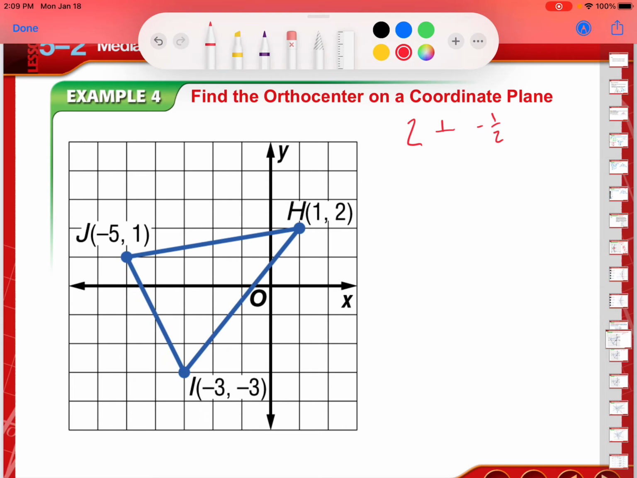So let's start with JH. My slope is a rise of 1 and a run of 6, which means my perpendicular slope to that would be -6 over 1. So I'm going down 6. I'm going to start at point J. I'm going to go down 6 and over 1.